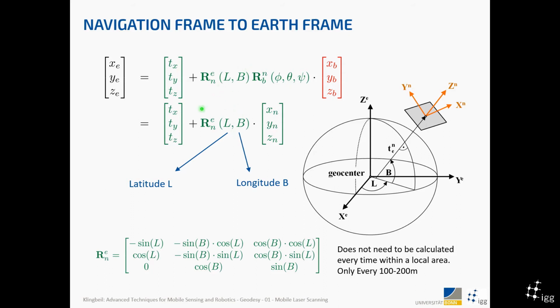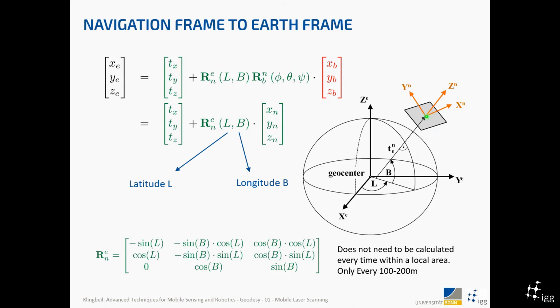So then there's something left, which is this. And this is the transformation from the navigation frame to the Earth frame, right? What we have here is the Earth frame, right? So X, Y, and that. So Z is the rotational axis of the Earth. X is usually going through the Greenwich meridian, and Y is completing the right-handed system.